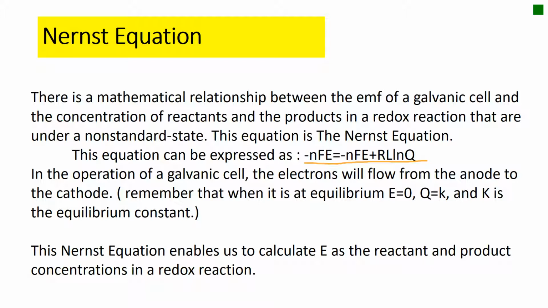Okay, so remember, always keep in mind that whenever this equation or operation, if you want to call it, is in equilibrium, E is always going to equal 0, Q is always going to equal K, and remember that K is the equilibrium constant. Okay, that's something to have in mind. So the Nernst equation enables us to calculate E as a function of reactant and product concentrations in a redox reaction. So remember we said that E equals 0 in equilibrium. Well, with this Nernst equation, we're going to be able to find E.